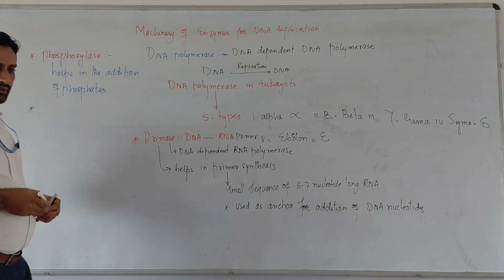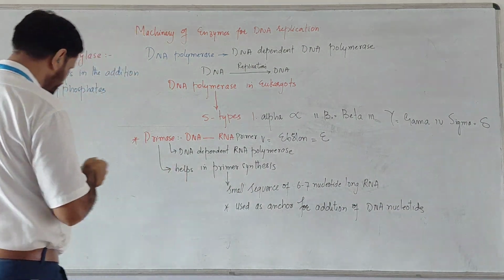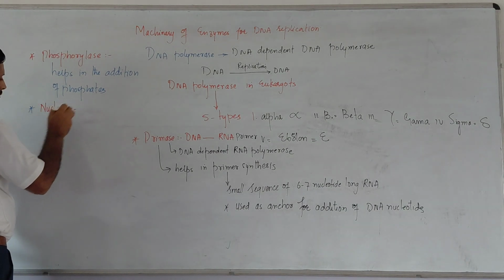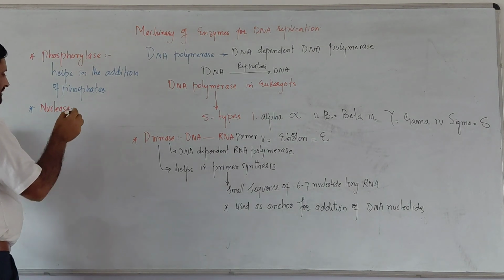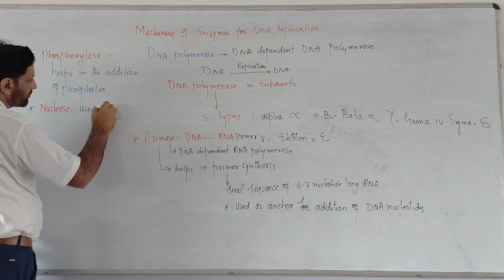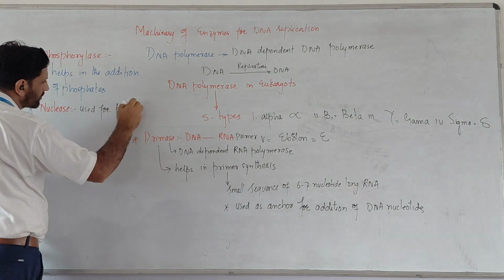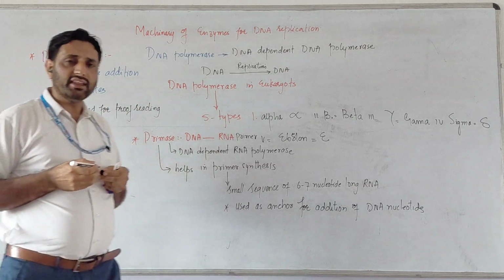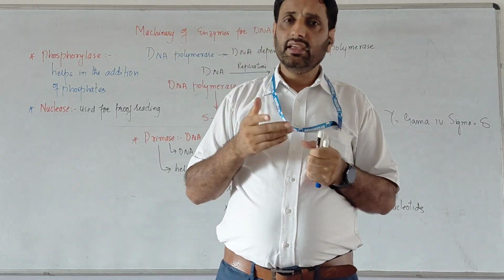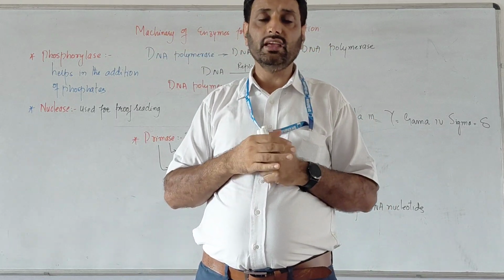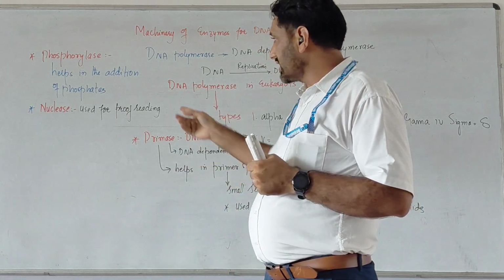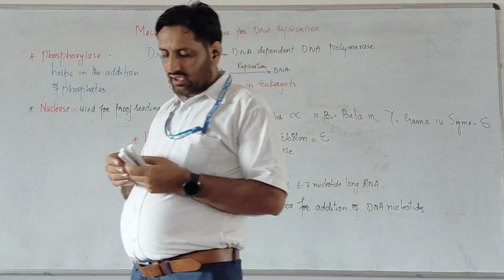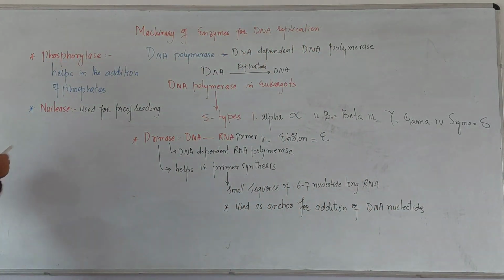The next enzyme is nuclease. Nuclease is an enzyme used for proofreading. When the DNA molecule gets replicated, proofreading is a very important process. That proofreading is done by the nuclease enzyme. Is this clear? After that, the last one is DNA ligase.